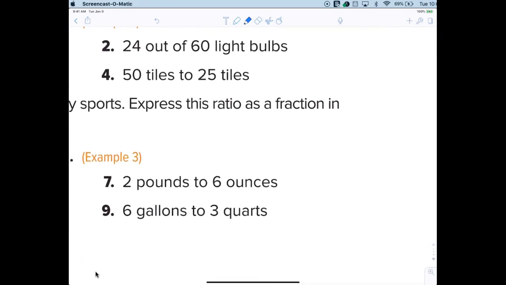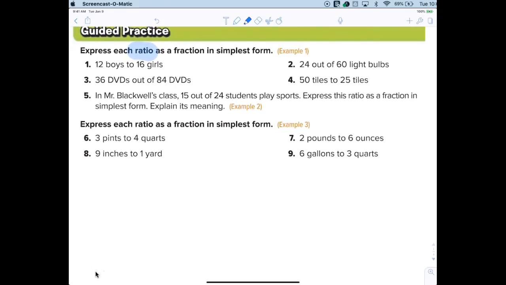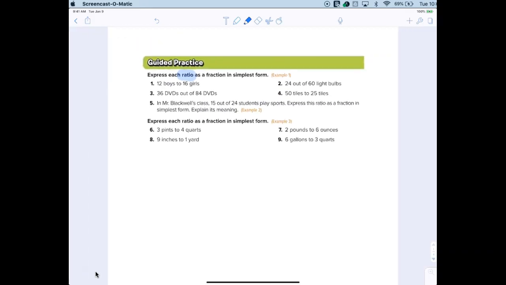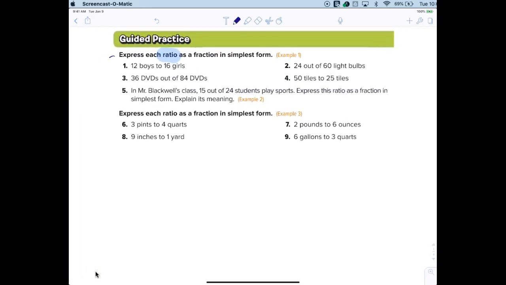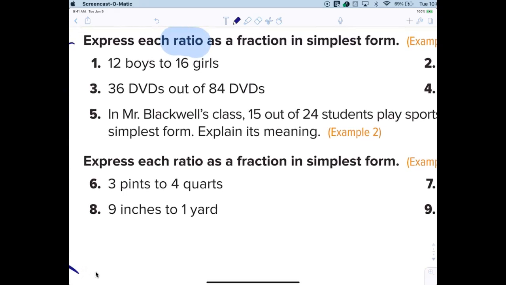Actually, what I want to do with you guys is spend time and do all of these right now, just to make sure, because there are some conversions that I want to make sure you know how to do. So let's look at number 1. It says write each ratio as a fraction in simplest form. We have 12 boys to 16 girls. Now it's just a matter of reducing the fraction. Yes, we're going to reduce that to 3/4.